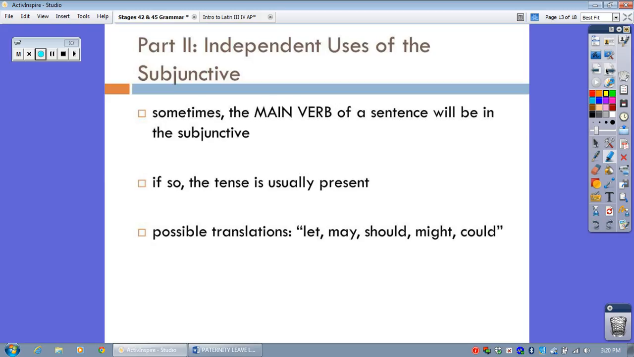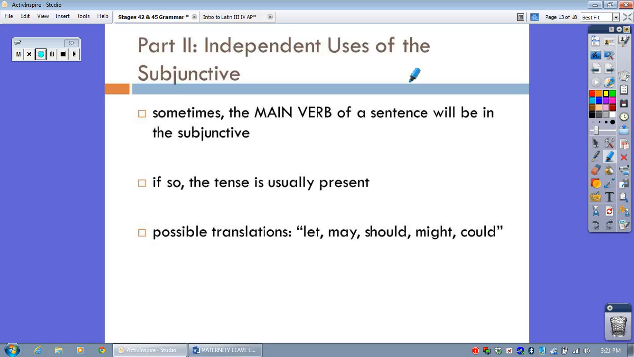Now, part two, and here's the new part. We're going to talk about independent uses of the subjunctive. In other words, when the subjunctive is the main verb of the sentence. And if the main verb of a sentence is in the subjunctive, chances are it will be a present tense subjunctive. Now, possible translations, this is where you really get the hypothetical or potential aspect of subjunctive. Possible translations might include let, or may, or should, or might, or could.